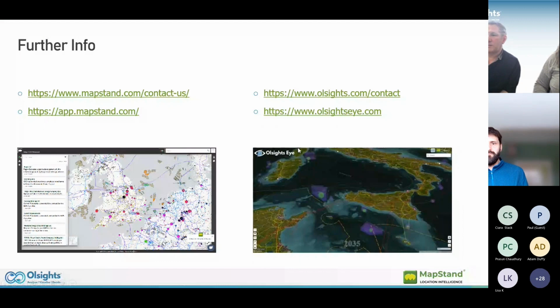So these are the snapshots of what the Mapstand app and our app looks like. For further information, Mapstand on the website have a contact us form and details. We've got the same: mapstand.com, contact us, allsites.com, contact, app.mapstand.com, and then allsitesi.com for our visualization.